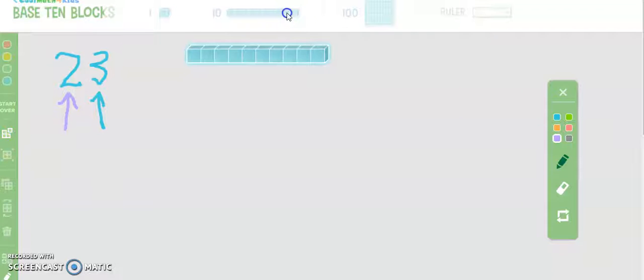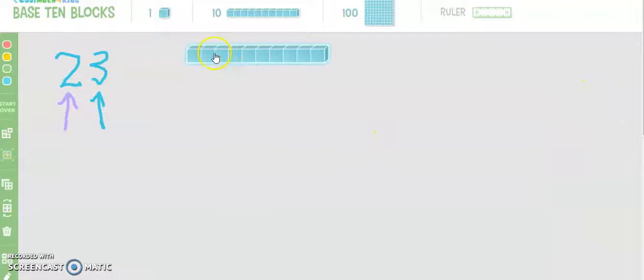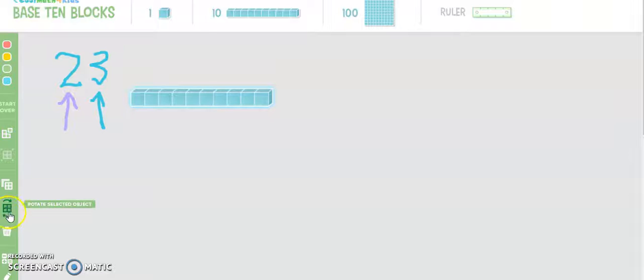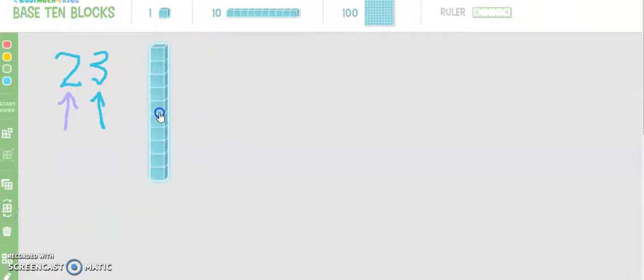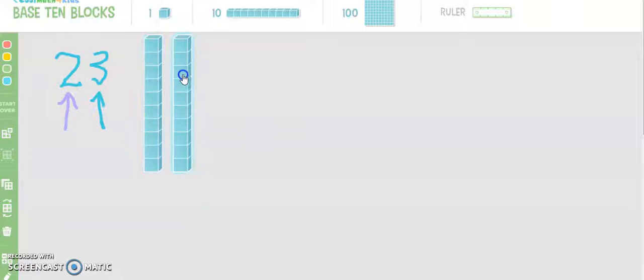So when we create that with base 10 blocks, this is what it looks like. We have 10, 20, right? Because we have 20, so 10, 20. And we have 1, 2, and 3 blocks. Alright, and this figure represents this figure right here because we have 10, we really have 10 ones, and we have 3 ones as well. And all together makes 23.